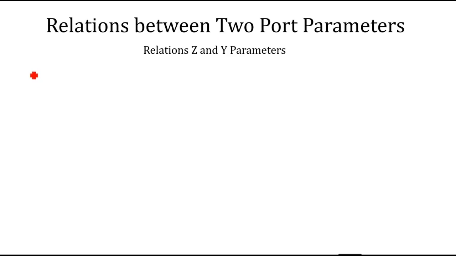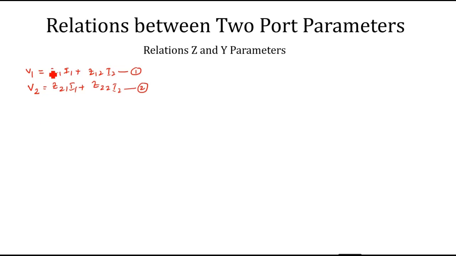The first equation is the Z parameters are related as V1 equals Z11 I1 plus Z12 I2. Call this equation number 1. V2 equals Z21 I1 plus Z22 I2. Call this equation number 2. So these are the equations for Z parameters.